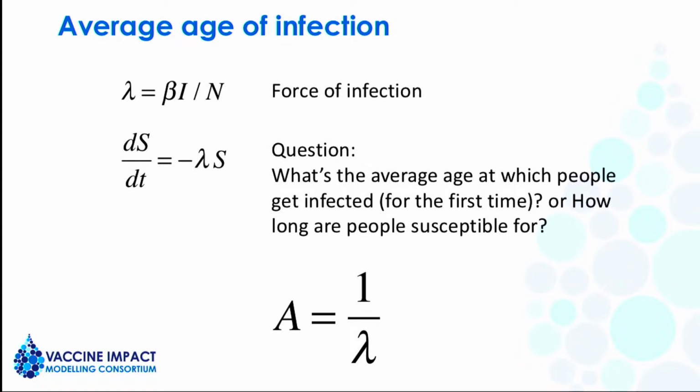It might be months, but we can use this force of infection, this risk of a susceptible person becoming infected, to give us, on average, not everyone, on average, how long before a susceptible person comes into contact with an infected person and becomes infected.